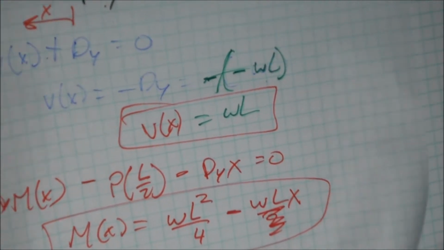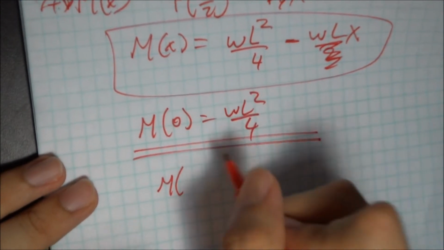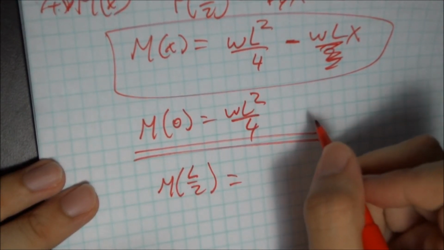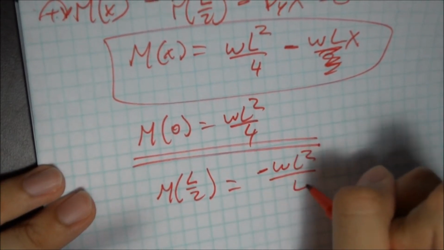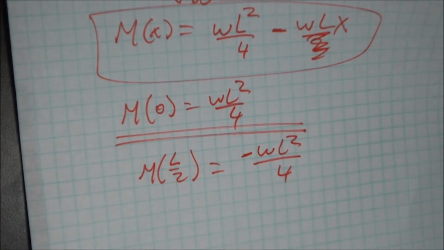Okay, so that's my moment at 0. And let's just check what happens when I'm at L over 2 away. You can check the math yourself on this, but I end up getting negative WL squared on 4. Let's draw the graphs for this problem, for those two lines.